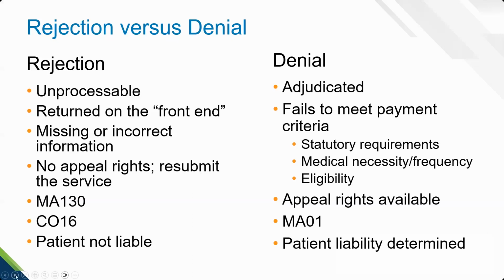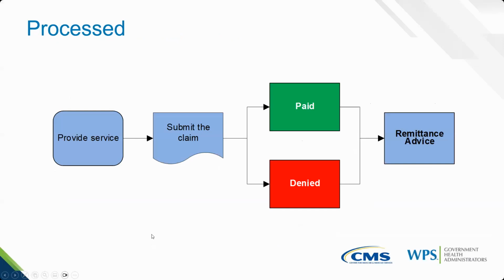I want to talk next about processed claims, and this graphic shows the path for a processed claim, one that is indeed adjudicated. The provider renders the service and submits the claim. One of two things will happen. That claim will either pay or it will deny. A remittance advice will be generated.